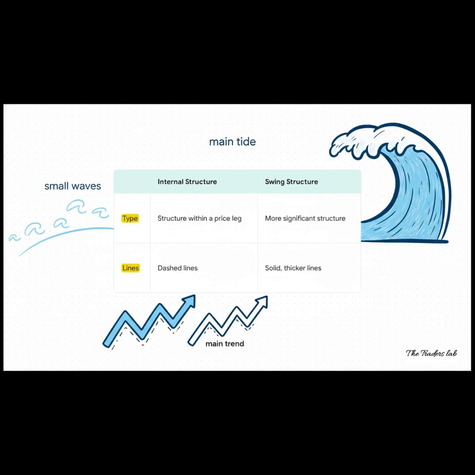We can also zoom our view in and out. The swing structure is the big picture, the major, obvious trend that you can see right away. Think of it as the main tide. But the internal structure, that refers to all the smaller little price wiggles within one of those big moves. They're like the small waves on top of the tide. And paying attention to the small waves can give you some amazing clues about what a big tide might do next.